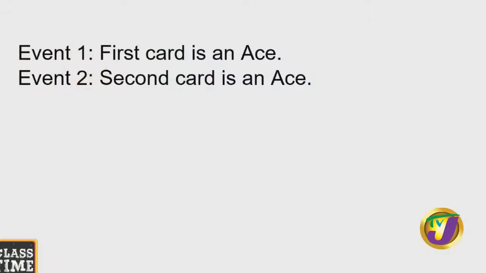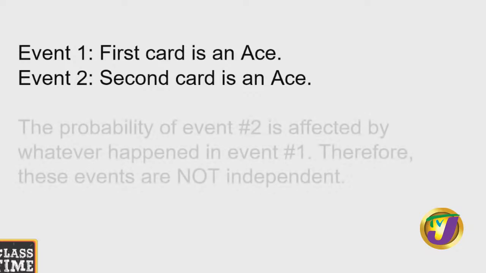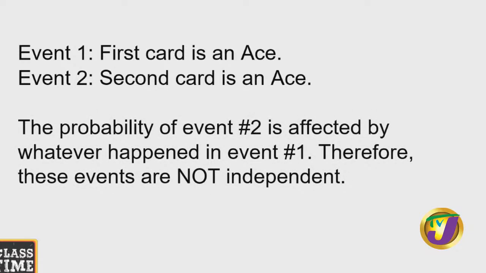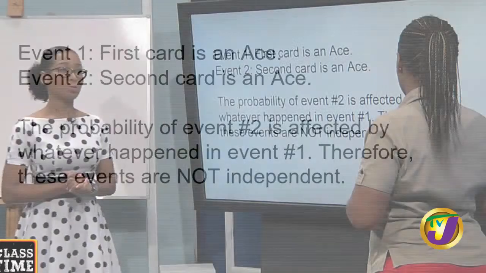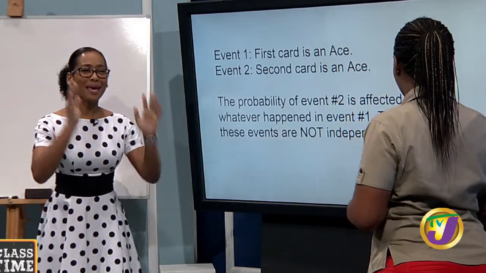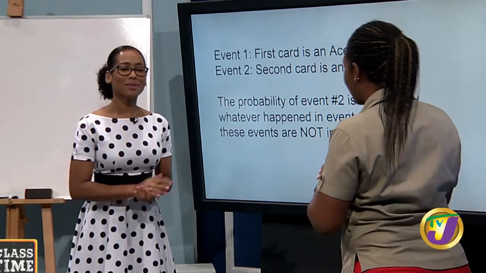Second card could be an ace. Could. But does the probability of getting an ace in the second pull, that's the question, is it affected by your first pull? No. You sure? Remember, you had 4 aces to start with.